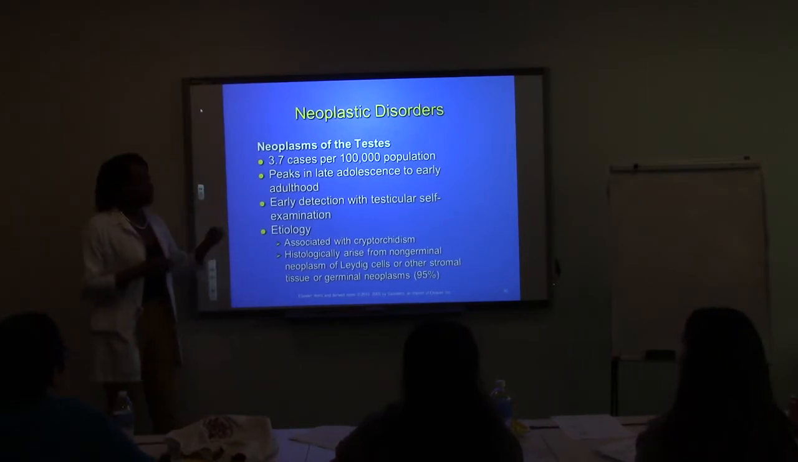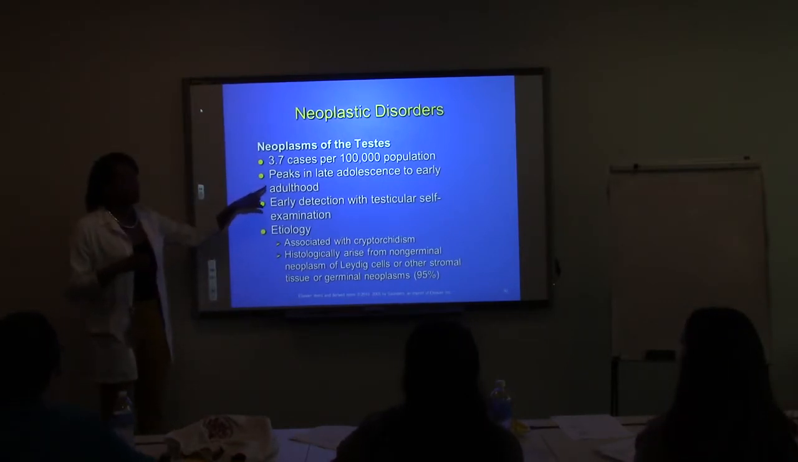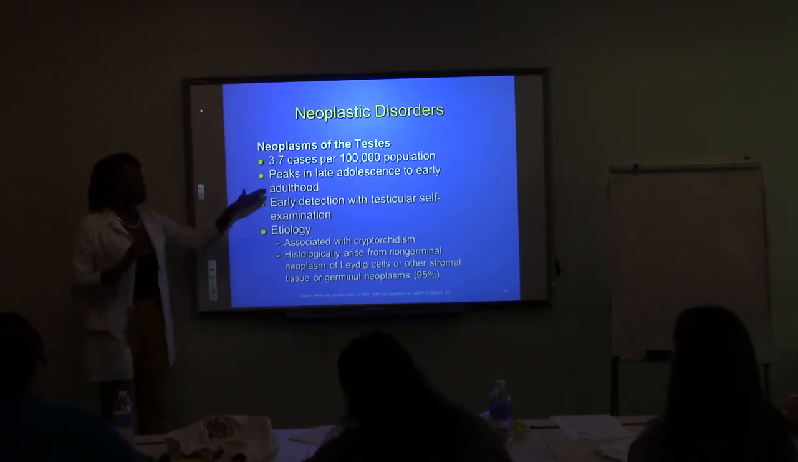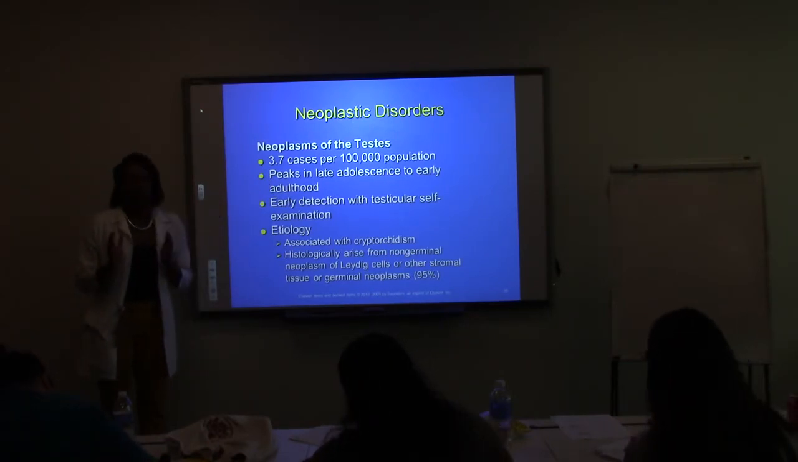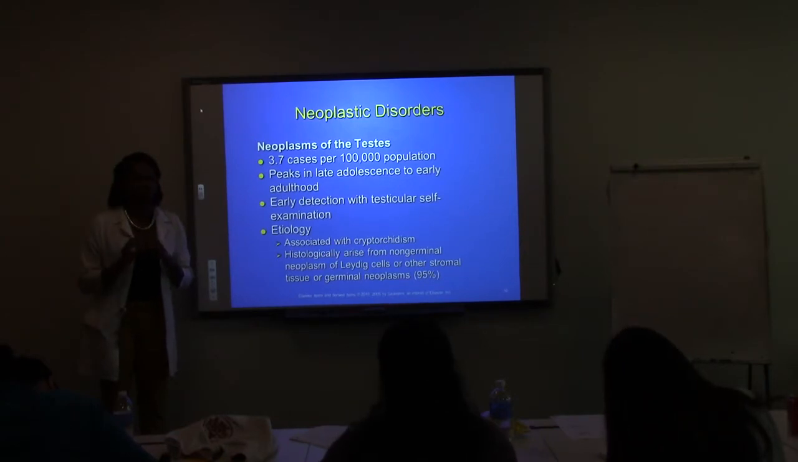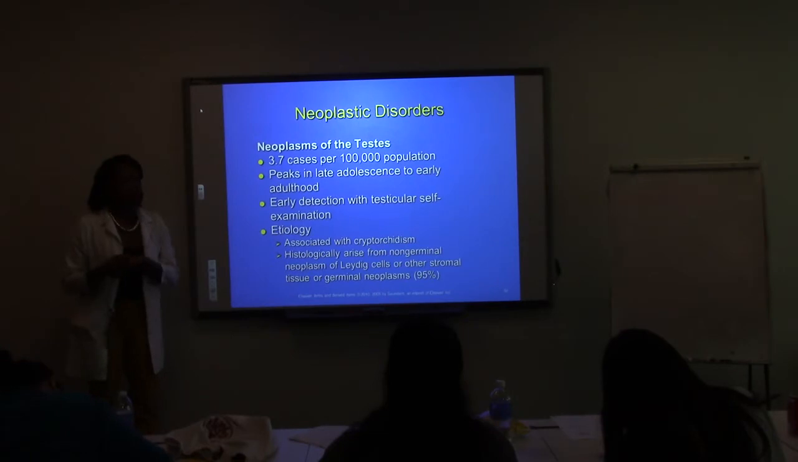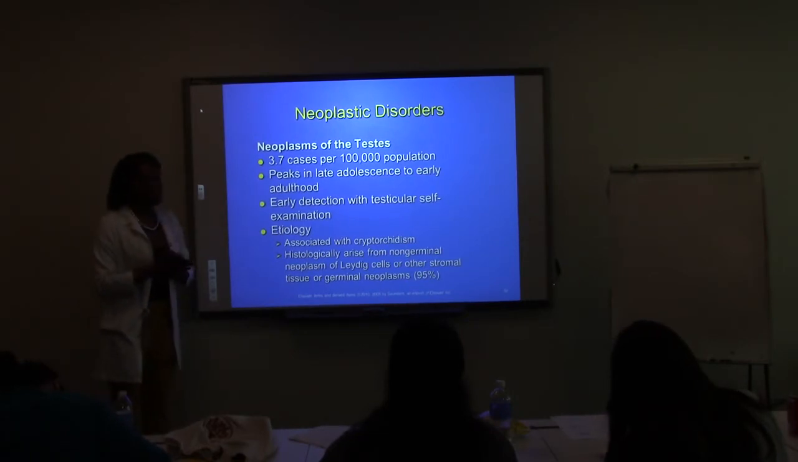Okay. Now, when a male develops testicular cancer, I do want you to know the age range. It's usually somewhere between late adolescent and early adulthood. And that's important to know because we know prostate cancer hits later on in life, so over 50. So testicular cancer is early on.